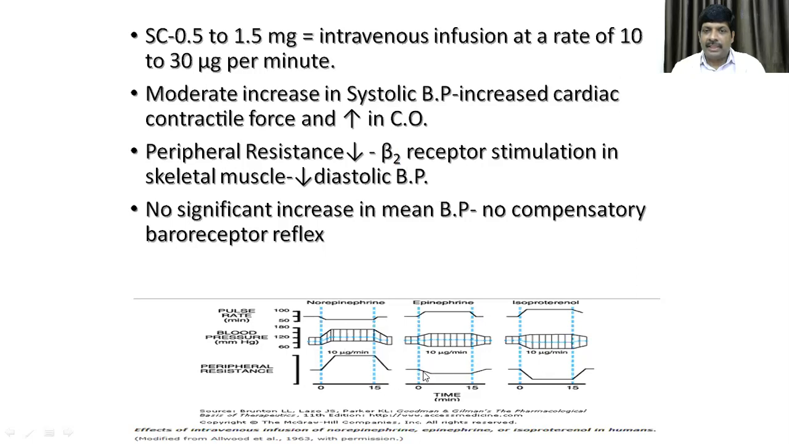Peripheral resistance is decreased because of beta 2 receptor stimulation in the skeletal muscle, leading to decrease in the diastolic blood pressure. So if you find out the mean blood pressure, there will not be a marked increase in mean blood pressure, but there will be a little increase. No significant increase in blood pressure, and there is no compensatory baroreceptor reflex here, and the increase in pulse rate is because of the direct action on beta 1 receptor.